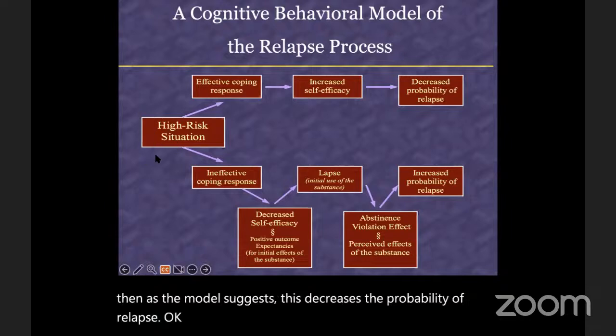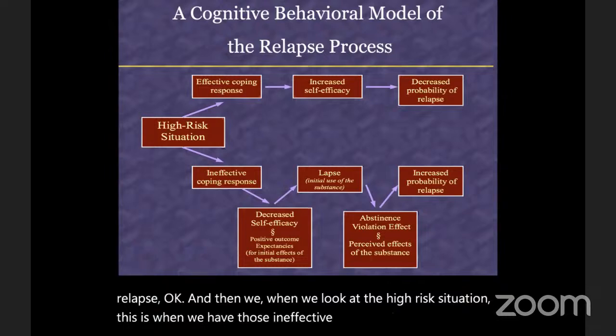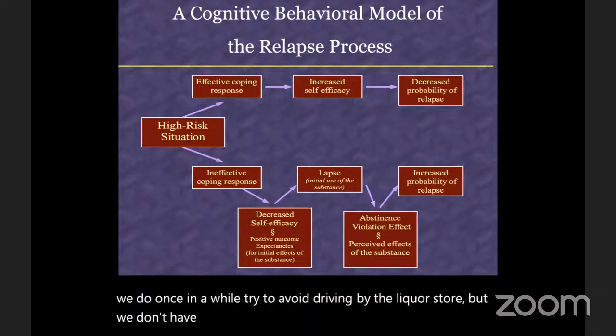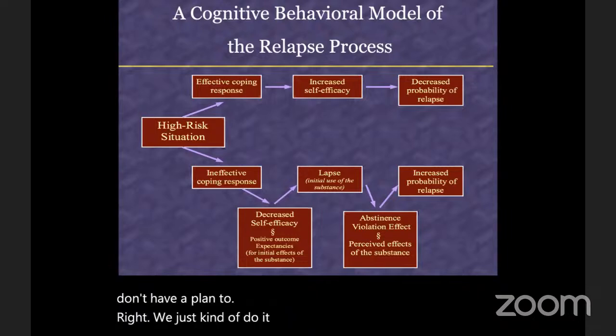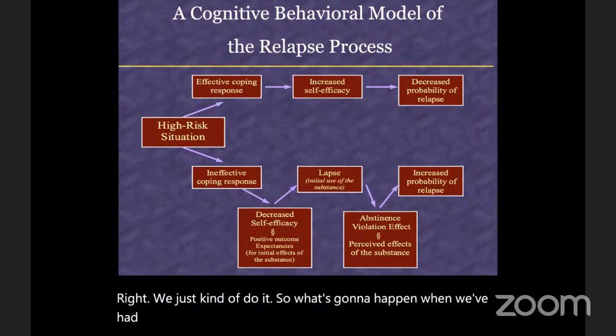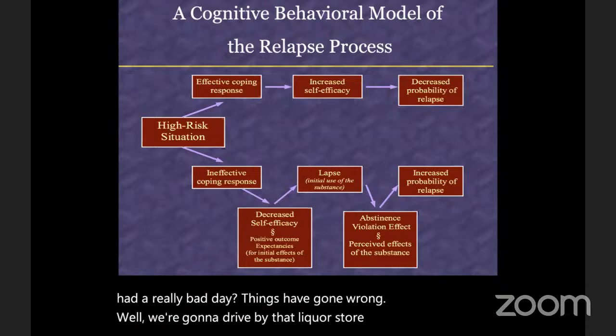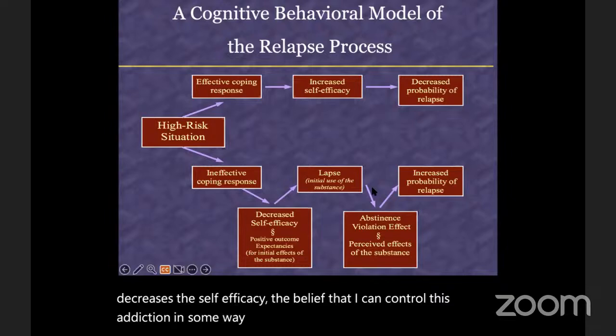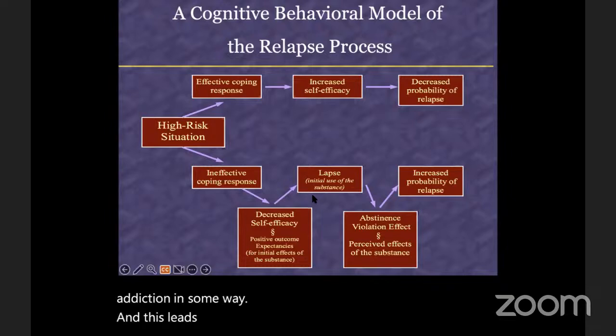Then when we look at the high risk situation, this is when we have ineffective coping responses. Maybe we do once in a while try to avoid driving by the liquor store, but we don't have a plan, we just kind of do it. So what's going to happen when we've had a really bad day and things have gone wrong? Well, we're going to drive by that liquor store. And this again decreases the self-efficacy, the belief that I can control this addiction in some way. And this leads to what's called the lapse.